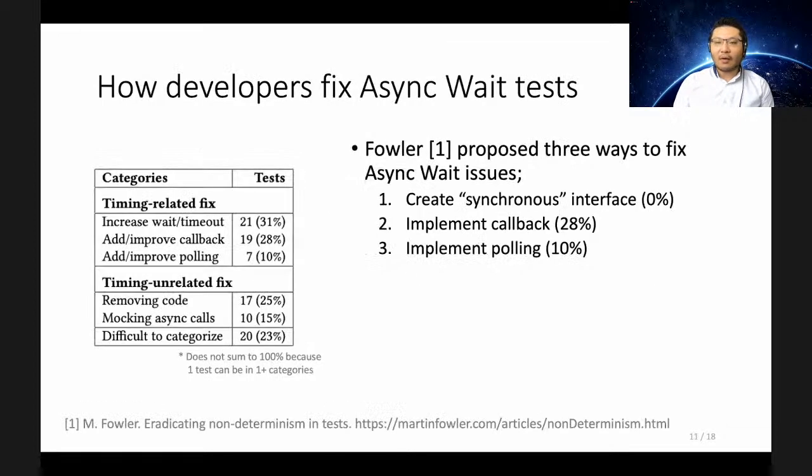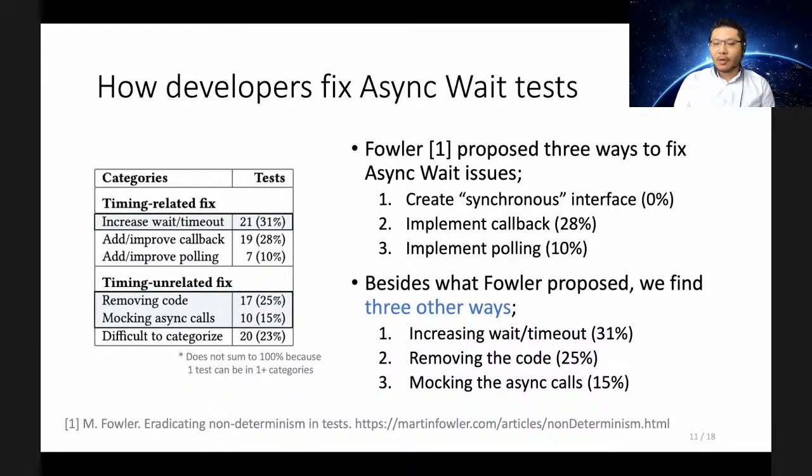In terms of how developers are currently fixing flaky tests, specifically the async wait ones, we have actually seen that some people have proposed 3 different ways to actually address these issues. The first one is to create these synchronous interfaces. And the second one is to implement callback. And the third one is to implement polling. So at Microsoft, we actually see a number of developers implement callbacks and polling.